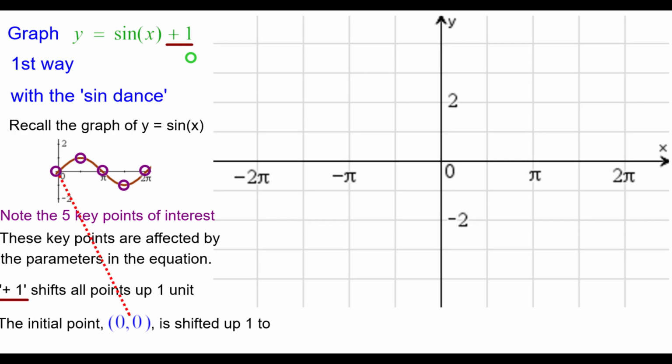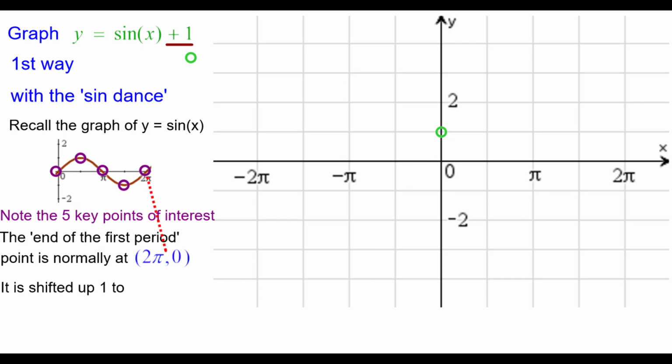So the initial point, which is normally at the origin, a point of inflection, is shifted up 1 to 0, 1. So we'll go ahead and plot 0, 1 as the beginning point. The end of the first period is normally at 2 pi, 0. It also is shifted up 1 to 2 pi comma 1. So we'll plot that one.